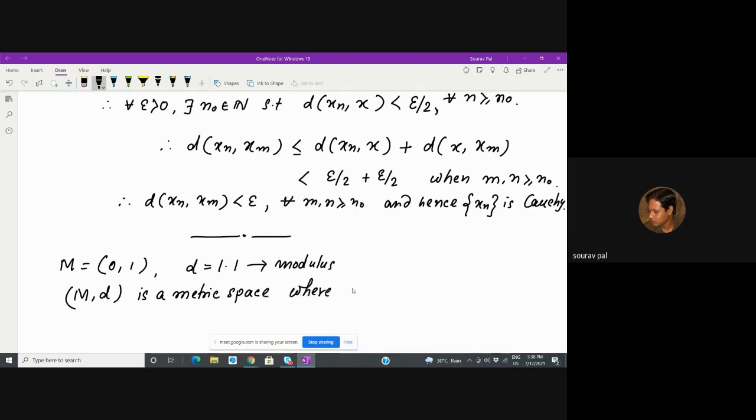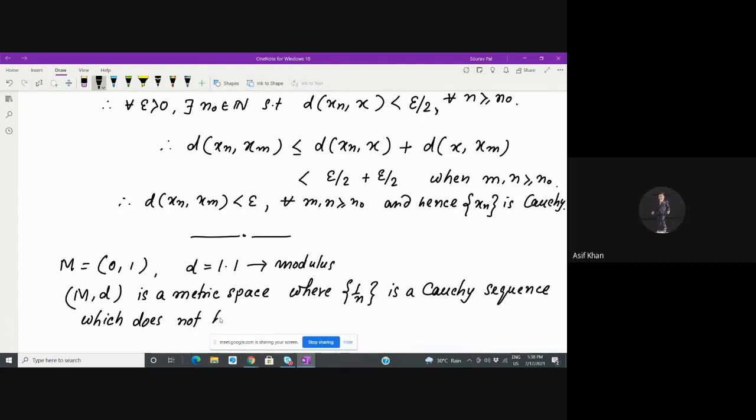Where this 1 upon n, as you were saying, is definitely a Cauchy sequence which does not have a limit. Sir, I think it's better to write closed at 1 because we are taking 1 by n. That means open at 0, closed at 1. For n equal to 1, 1 should be in the space. Yes, so you want to include the first term. Great, thank you. So it does not have a limit in M. So the converse does not hold.